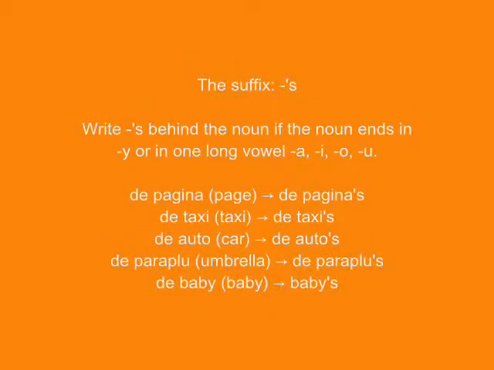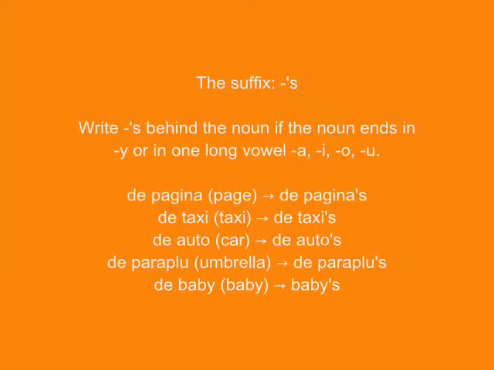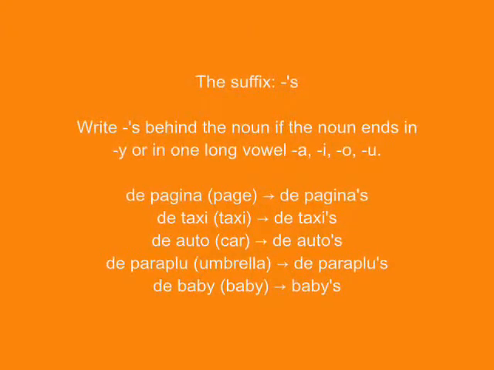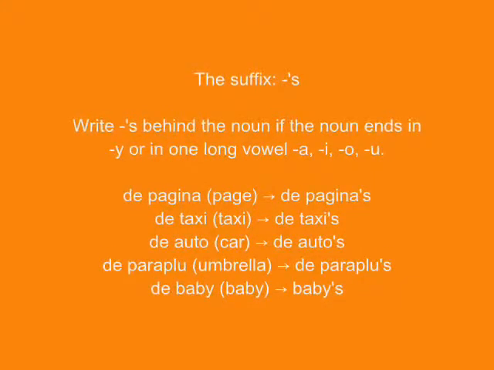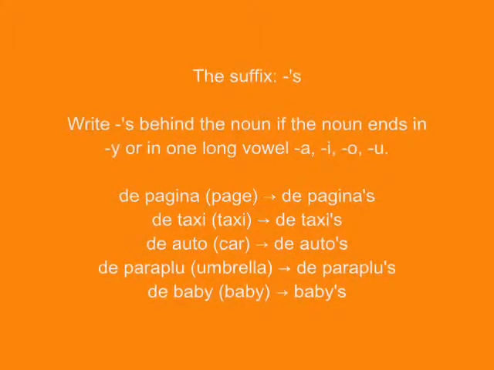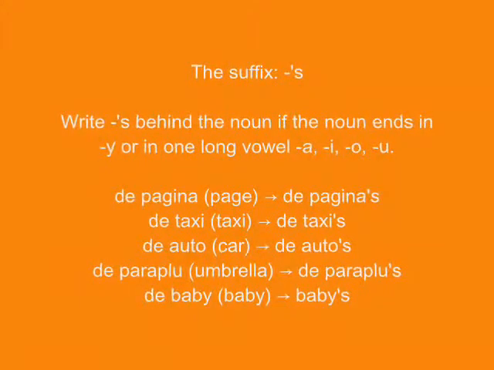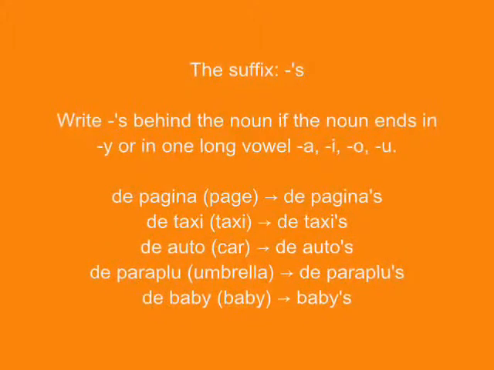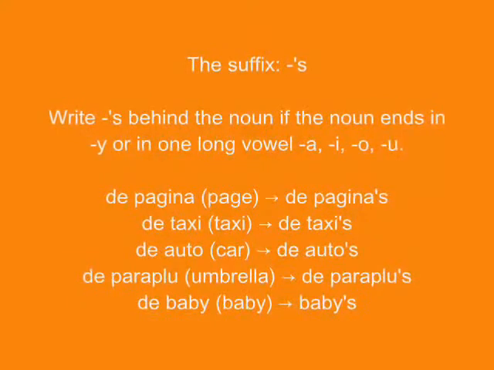The suffix apostrophe s. Write apostrophe s behind the noun if the noun ends in y or in one long vowel, a, i, o, or u, or in Dutch, a, i, o, u. Let's take a look at the examples. De pagina, de pagina's. De taxi, de taxi's. De auto, de auto's. De paraplu, de paraplu's. De baby, de baby's.